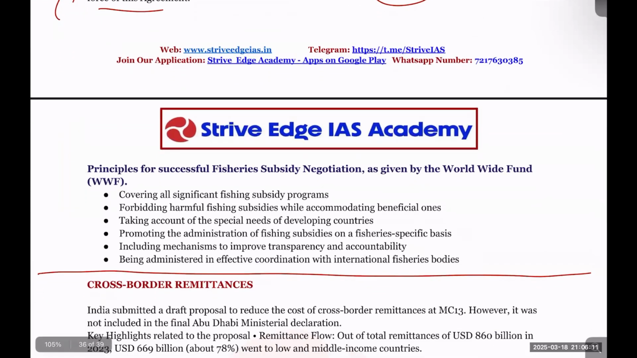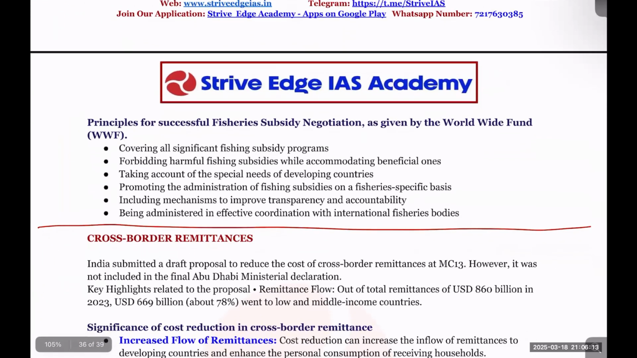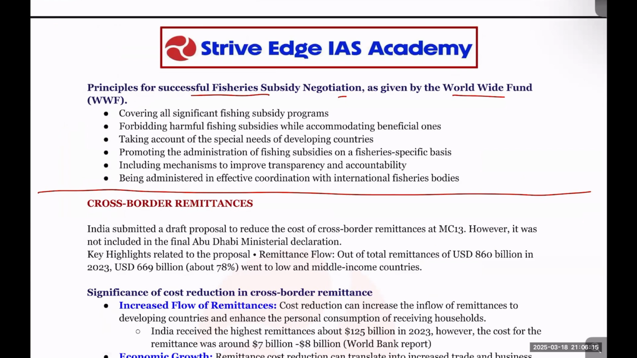Now, what are the principles for successful fisheries subsidies negotiation that have been taken up by the World Wide Fund, WWF? Covering all significant fisheries subsidy programs. Every subsidy program should be covered. Forbidding the harmful subsidies on fisheries, okay, while allowing the beneficial ones. If any subsidy is beneficial, then this should be allowed. Taking account of the special needs of the developing countries.